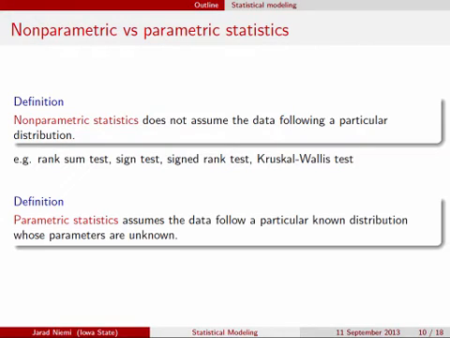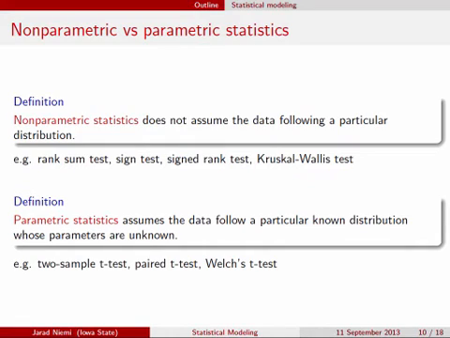So the opposite, parametric statistics, does assume that your data follows some known distribution. And this distribution has some parameters in it that are unknown. Okay, we'll talk about that in a second. So the key here is that in parametric statistics, the data follow a particular distribution, say the normal distribution. That's the one we're going to be using for almost the entirety of the class. And that normal distribution has some parameters, the mean and the variance, or the mean and the standard deviation. And those parameters are what are unknown.